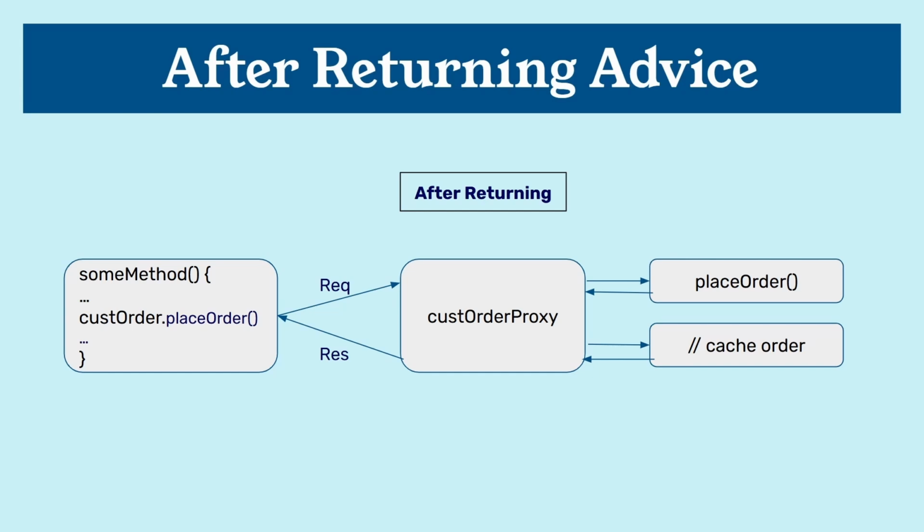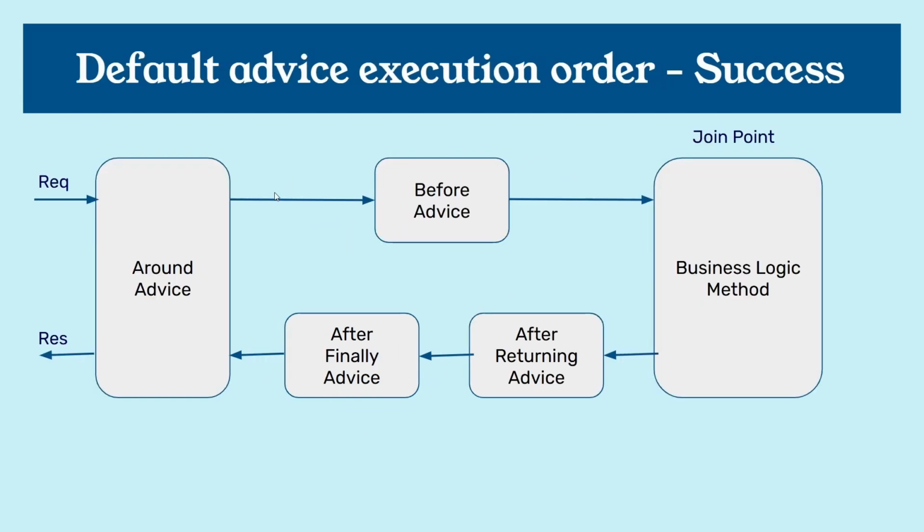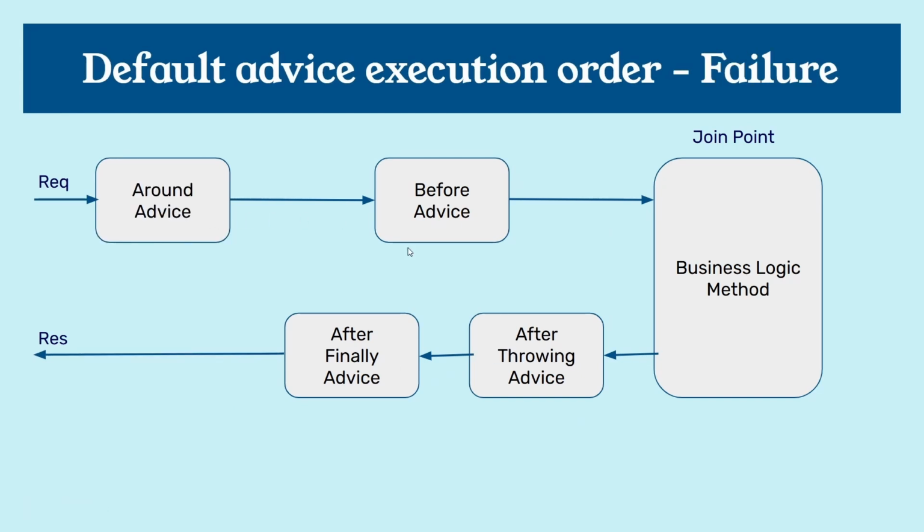So we saw in our previous video a basic after returning advice wherein we called the place order and then the actual advice was called. This can also be represented in this manner from the flow of execution which we saw. Business logic method executes first and then the after returning advice executes. And the general order of success execution was this, and the general order for execution in case of failure was something like this. Now we will see the order of execution in case of success in detail.